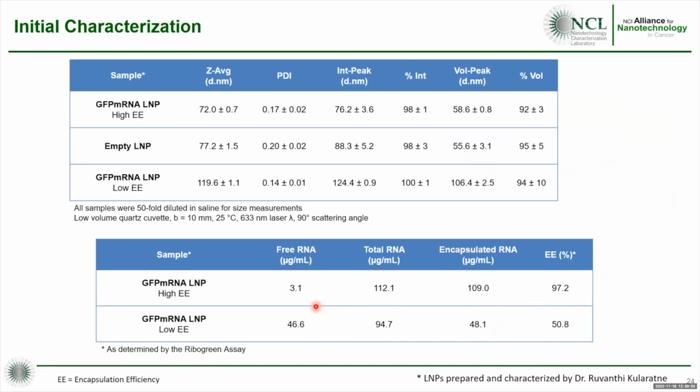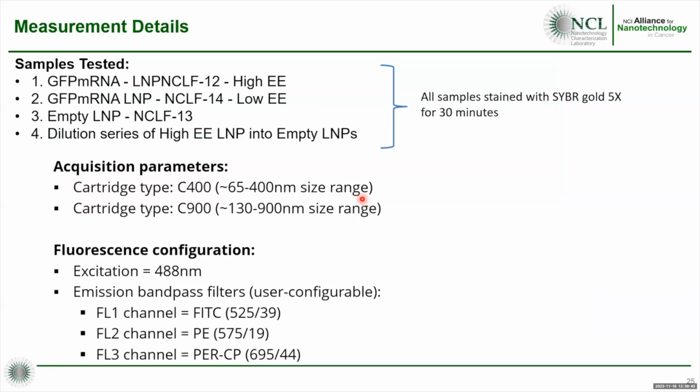We provided them mRNA LNPs, and these were prepared and characterized by a formulation scientist at NCL, Dr. Avanti Karatni. She did some basic initial characterization. This includes DLS, which pretty much everyone does, as well as looking at free and total encapsulated RNA using a RiboGreen assay. So we have 3 samples: a high efficiency encapsulated RNA sample, designated here as 97% encapsulated; a low encapsulation efficiency sample, at 50%; and empty LNPs to serve as a control. These samples were provided to Spectradyne, and they analyzed them on their new ARC instrument.